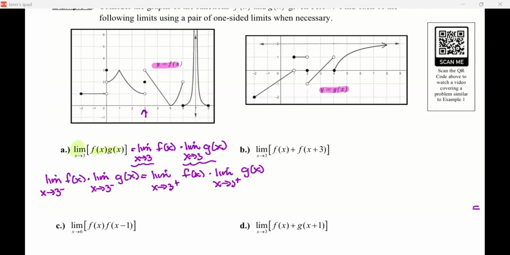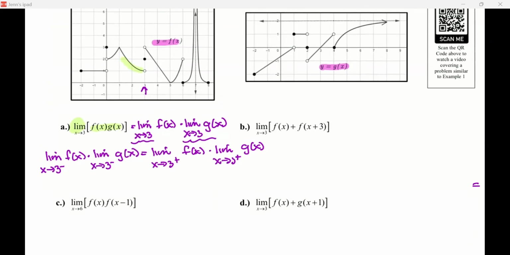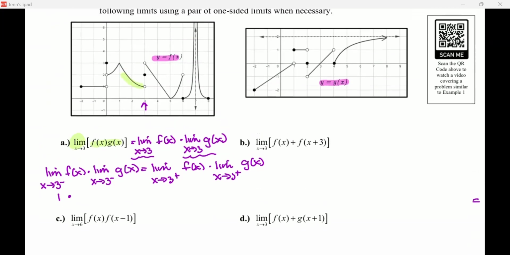So when I look at the limit as x approaches 3 from the left, I see that f of x is approaching a y value of 1, times the limit as x approaches 3 from the left of g of x. As I'm approaching 3 from the left, g of x is approaching 0.